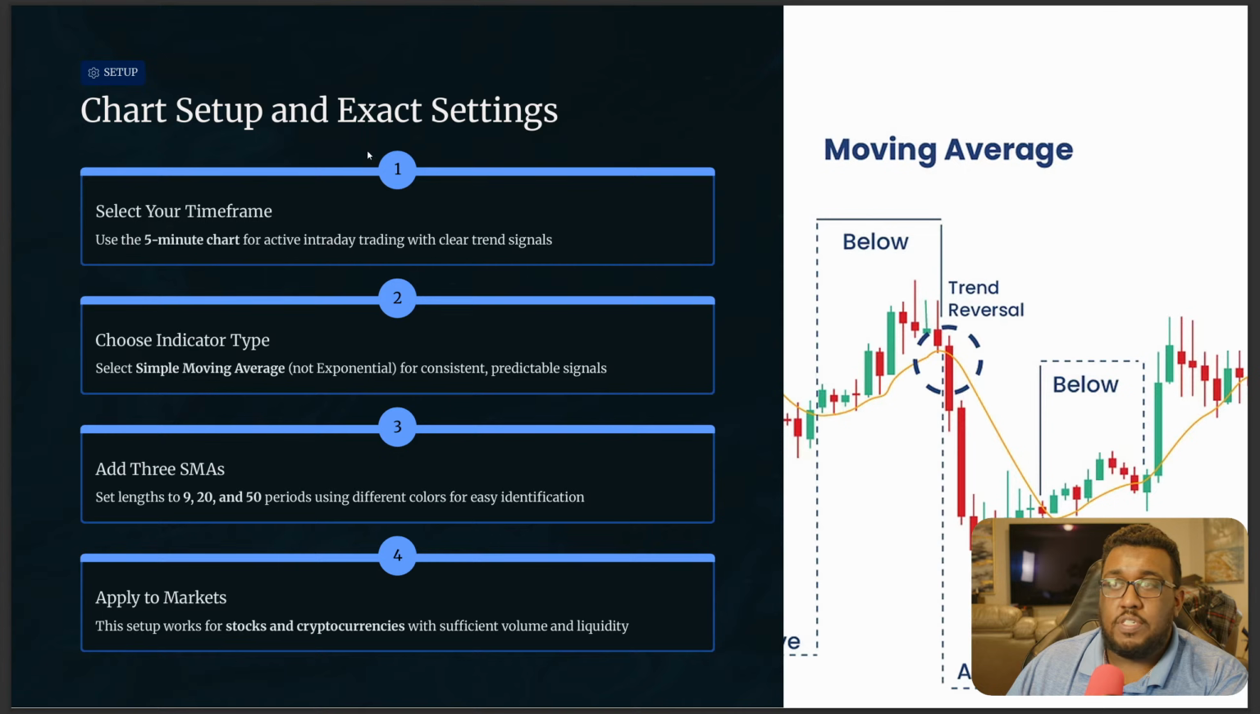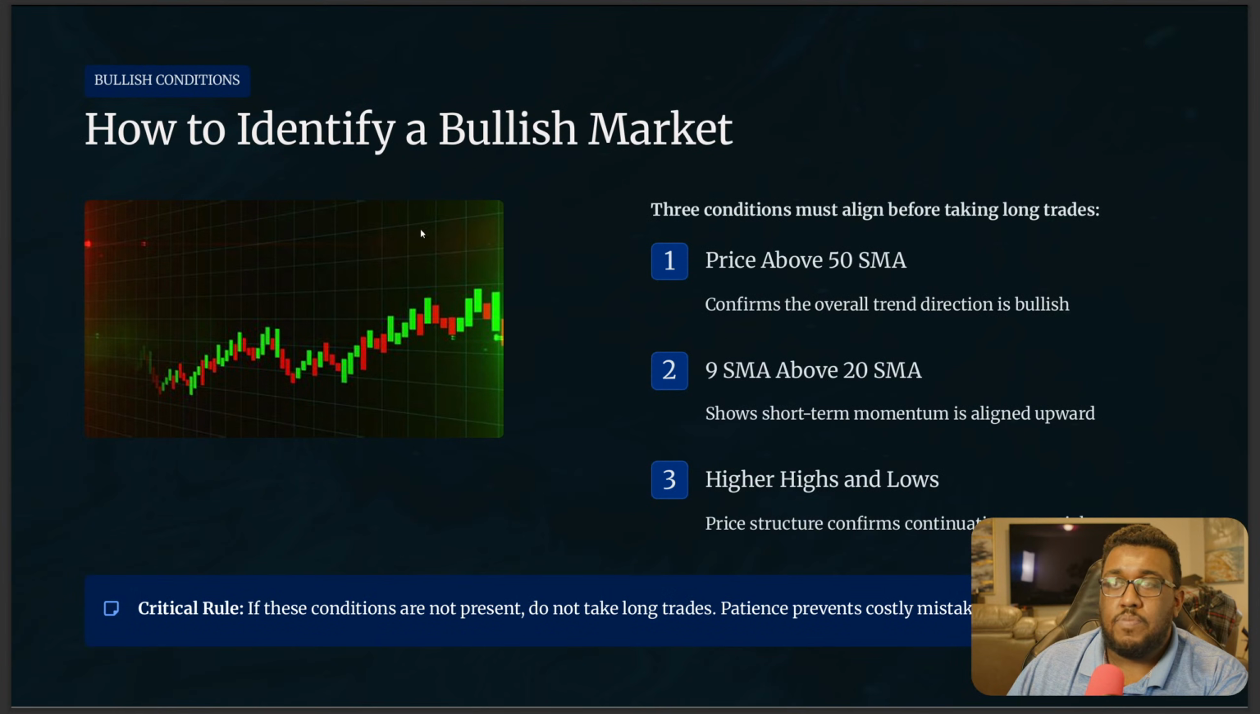And you can see our chart set up in exact settings. Select your time frame, choose the indicator type, add the 3 SMAs, apply to markets, right? Identify a bull market, a bullish trend basically, here: price above the 50, 9 SMA above the 20 SMA, higher highs and higher lows, right?